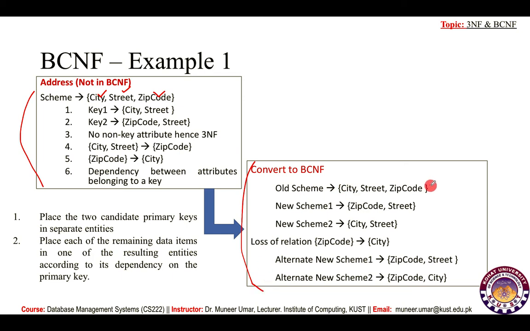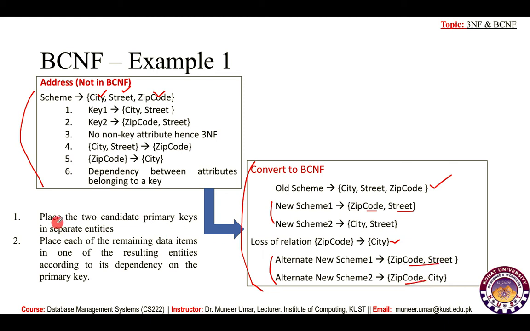So this is the old scheme. What we do, we take zip code and street. This is also a composite key. So, we make a new scheme for this, and then we take city with street and create a new table. When we create these 2 tables, we will have a loss of relation that would be from zip code to city. We can also create new schemes alternatively in this way.